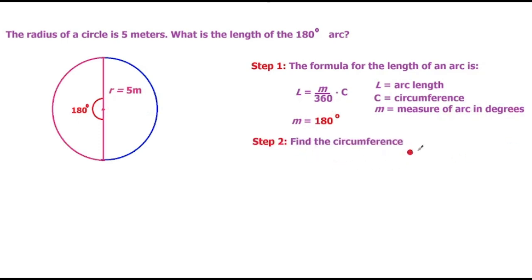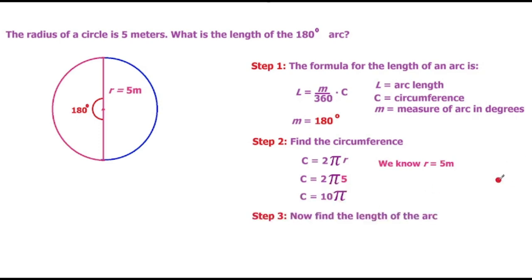Now we just need to find the circumference. Remember, the circumference of a circle is equal to 2 times pi times r. And we know that r equals 5 meters. The radius of this circle is 5 meters. So let's put that in. C equals 2 times pi times 5, which equals 10 pi.